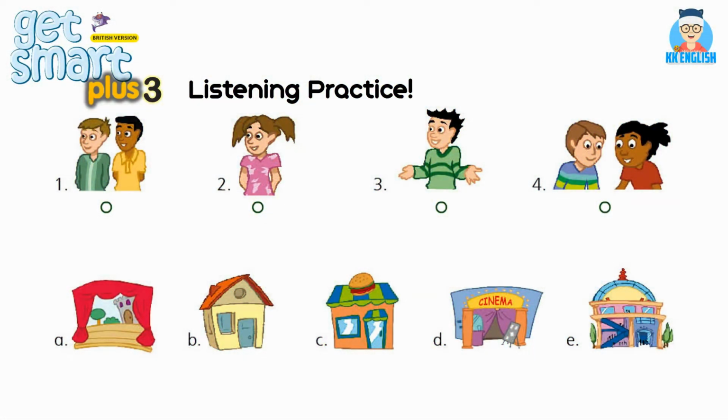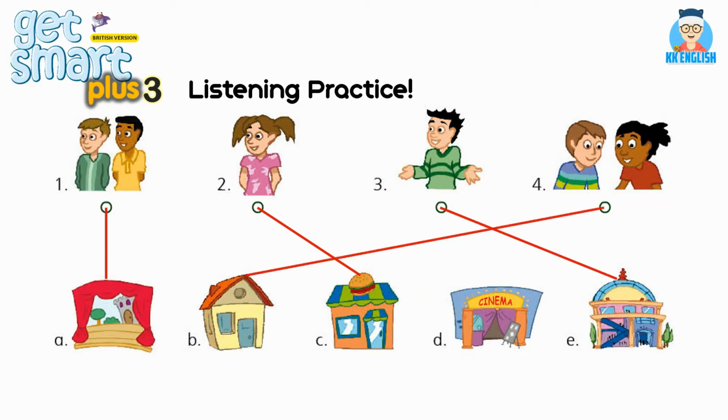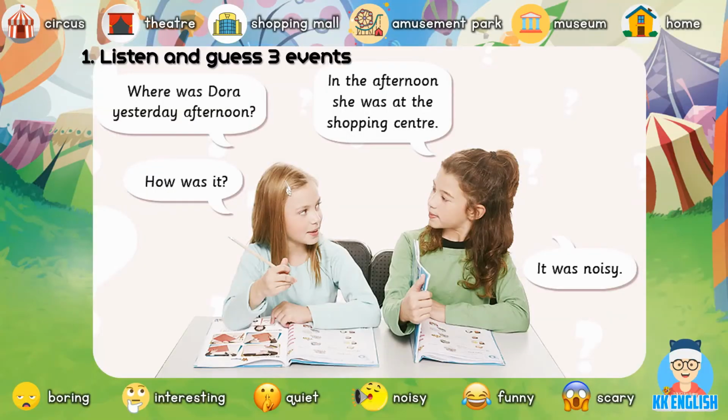That's all for the listening practice. Can we check the answer together? Number 1. They were at the theater. Number 2. She was at the fast food restaurant. Number 3. He was at the shopping mall. And number 4. She was at home. Did you get it all correct? 你有全部答对吗？Let's continue. Now, listen and guess 3 events.